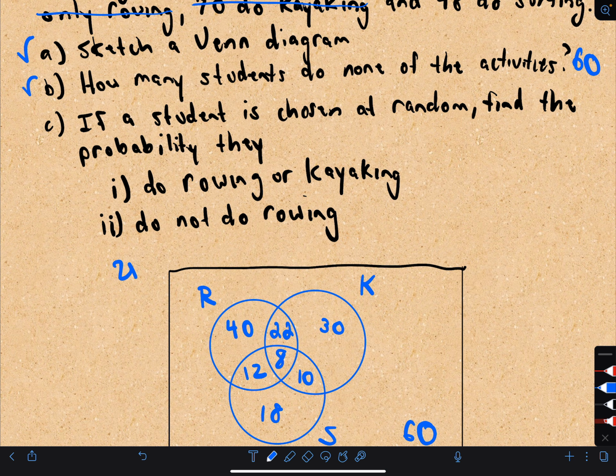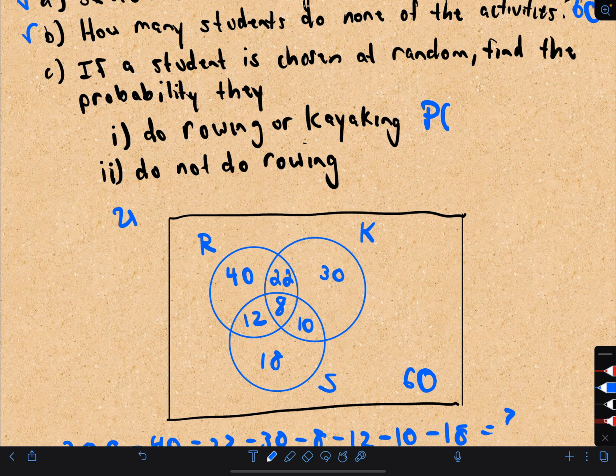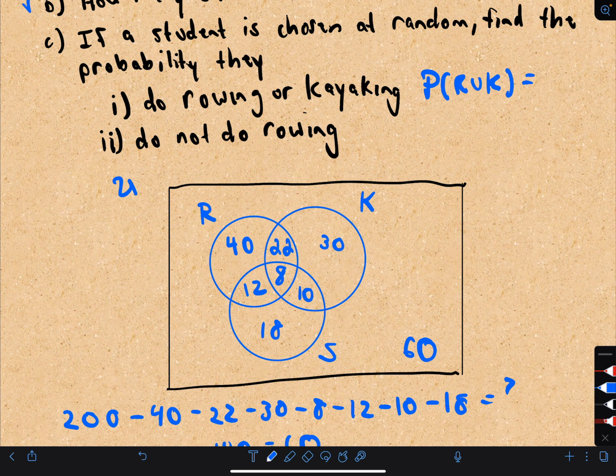So if a student is chosen at random, find the probability they do rowing or kayaking. Well, we would have to just add up all of the numbers in the rowing or kayaking circle. So this is in the rowing circle, rowing circle, rowing circle, rowing circle. This is in the kayaking circle and the kayaking circle. So if we add all of those together, what do we get? 40 plus 22 plus 8 plus 12 plus 30 plus 10.